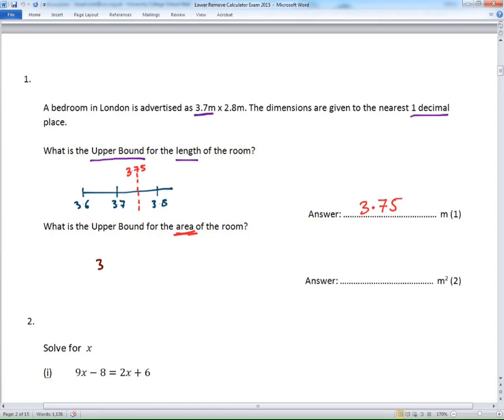The next question asks you for the area. So to find the area, you can do length times width, and we're looking for the upper bound of the area. So we do the upper bound of the length times the upper bound of the width, and this will give you an answer of 10.6875.